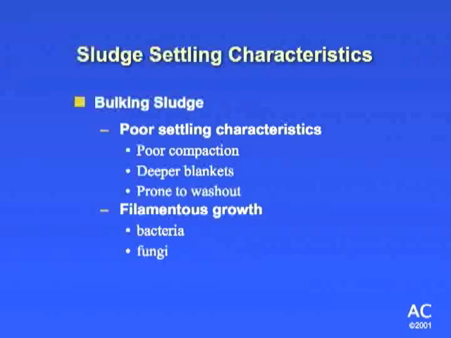So sludge settling characteristics, this is again stuff that you should probably know from having studied for your license. Bulking sludge is where you have poor settling characteristics, poor compaction. You'll have deeper blankets, and you'll be prone to washout. Typical causes are usually filamentous growth, bacteria and fungi. Filaments are basically long and stringy, so you end up with a less dense sludge. It's just stringy, there's a lot more water in it, so you're not going to get the compaction.